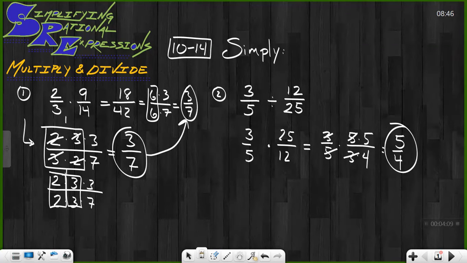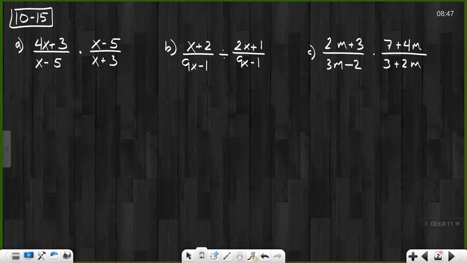Now let's move on to adding in some variables. All right, let's take a look at 1015 here. In 1015, they don't have you factor yet.